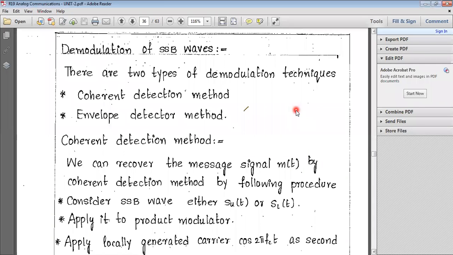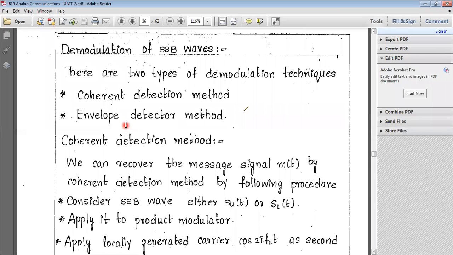In yesterday's class we already discussed SSB modulation techniques, their advantages and disadvantages, and a comparison of all those techniques. In today's class we go to the next topic, that is the demodulation of SSB waves. There are two types of demodulation techniques. The first one is the coherent detection method, the second one is the envelope detection method.